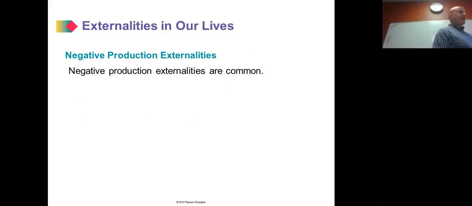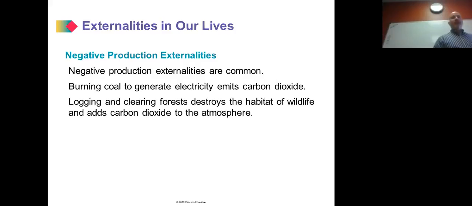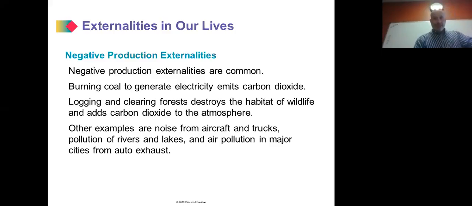Negative production externalities, we say, are common. Burning coal to generate electricity emits carbon dioxide. Logging and clearing forests destroy the habitat of wildlife and add carbon dioxide into the atmosphere. All of these are negative production externalities. Noise from aircraft and trucks, pollution of rivers and lakes, and air pollution in major cities from auto exhaust.